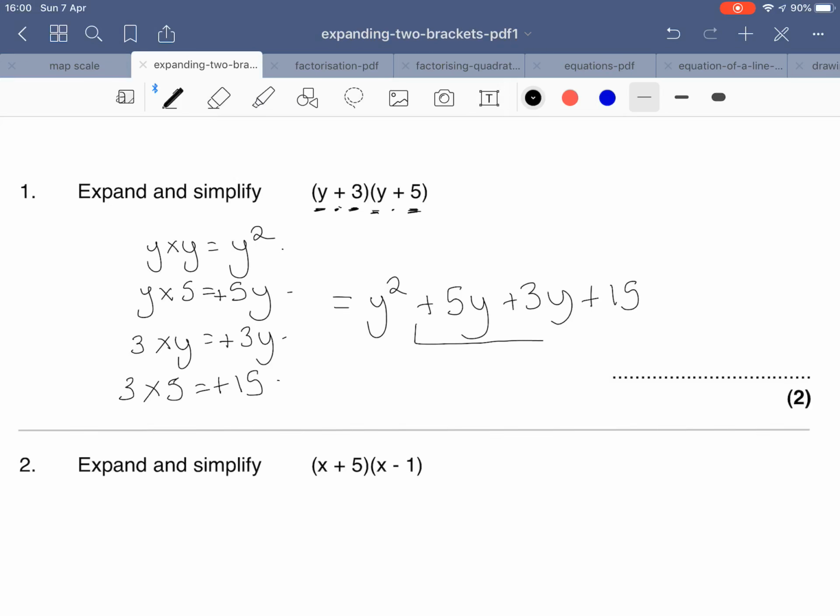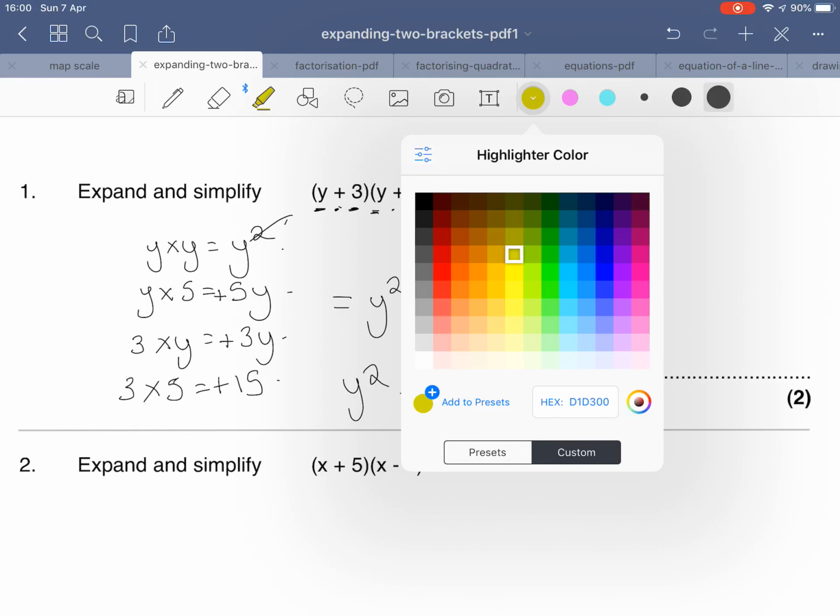Again, we just simplify these two in the middle. So that stays as y squared, and I've got 5y, add 3y, which is 8y plus 15 stays the same. So that is my answer.